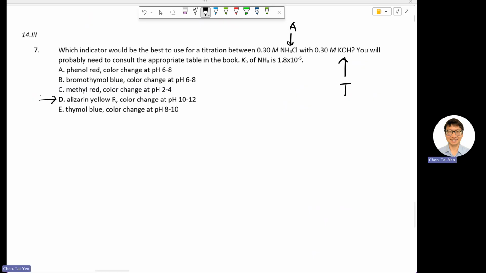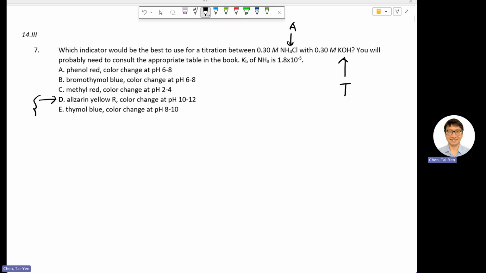But if you look at these two, both of them are all within the base range, right? Because all your weak acid will be fully consumed and produce the conjugate base. Therefore, it seems like both D and E are reasonable answers, right? So under this case, what do you do?